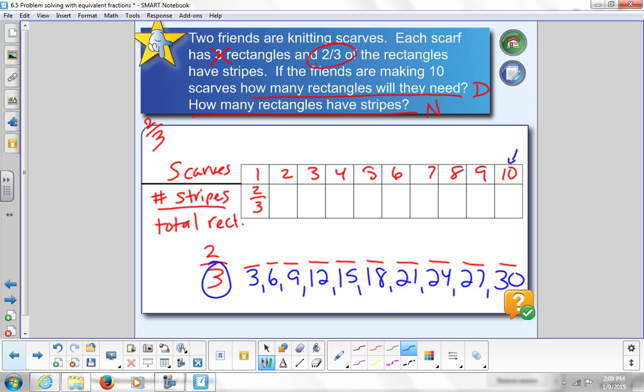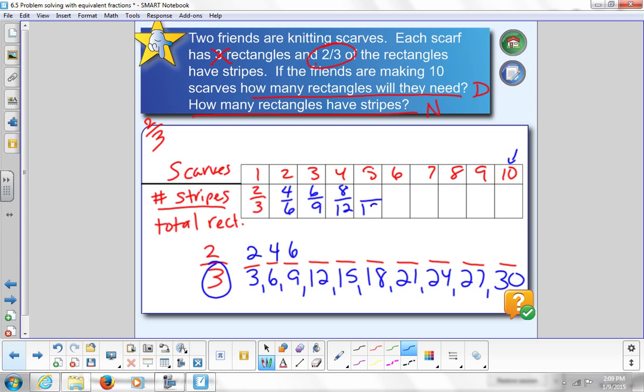So 3 times 1 is 3. 2 times 1 is 2. 3 times 2 is 6. 2 times 2 is 4. 3 times 3 is 9. 2 times 3 is 6. So on and so forth. And you can see the numbers correspond up there as well. So this is going to be 2/3, this is going to be 4/6, 6/9. Okay, 3 times 4 is 12. 2 times 4 is 8.